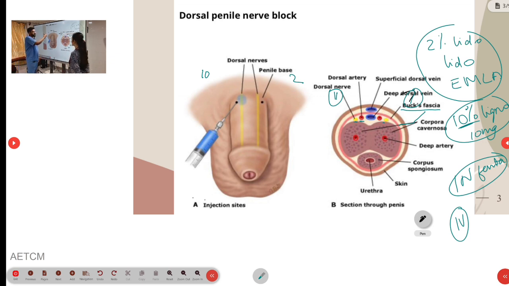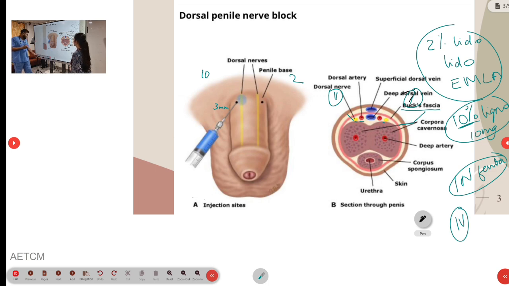First of all, we will insert around 3 mm depth, and we will know when we reach the location because we will get a pop effect, as the Buck's fascia is pierced. Once the fascia is pierced, we get that pop effect, and then we withdraw the syringe and check if there is any arterial flashback or backflow. If nothing is there, then we can inject around 1 ml to 3 ml of the lignocaine solution. You have to repeat it on the other side as well. So that is the dorsal penile nerve block we can give in this situation.